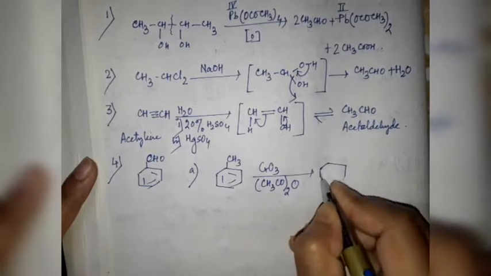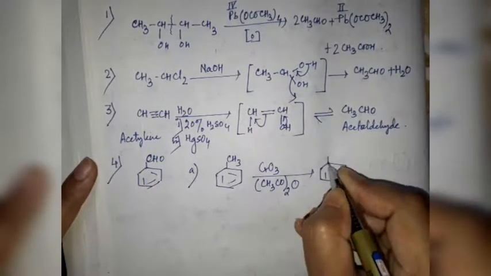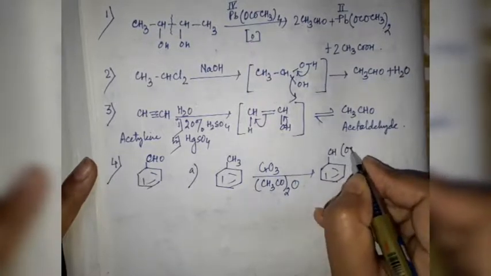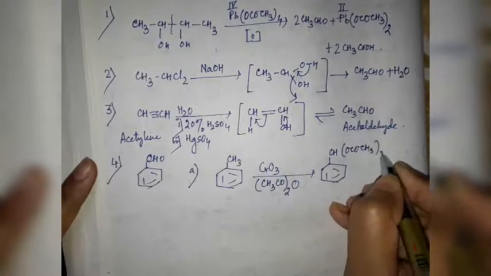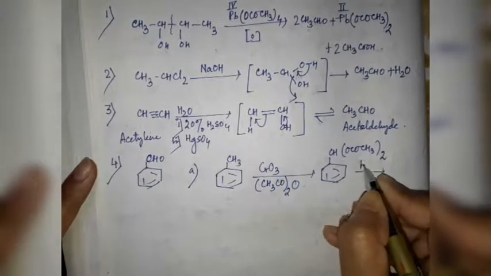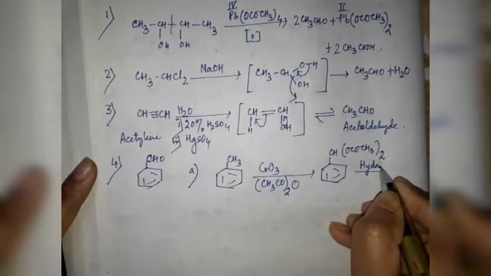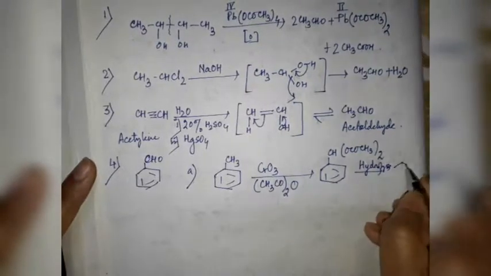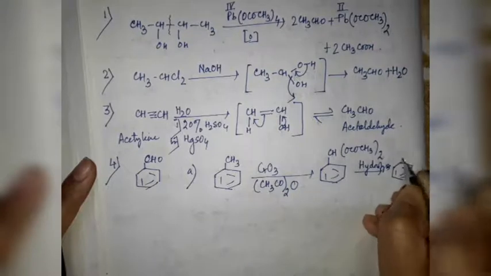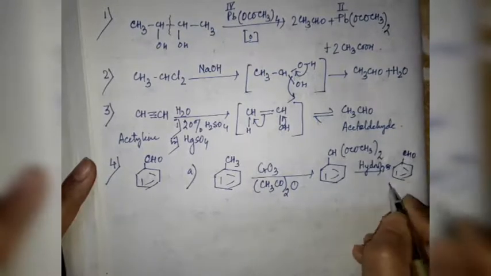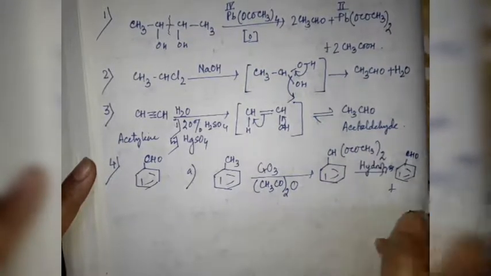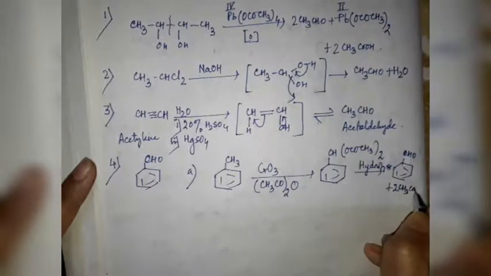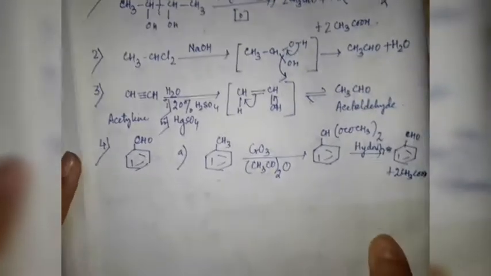at first we will get gem diacetate, C6H5CH(OCOCH3)2. This upon hydrolysis with dilute acid will produce benzaldehyde. Along with this we will get 2 molecules of acetic acid from this part.